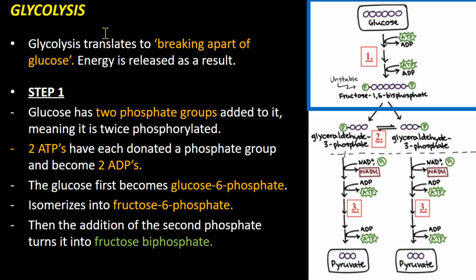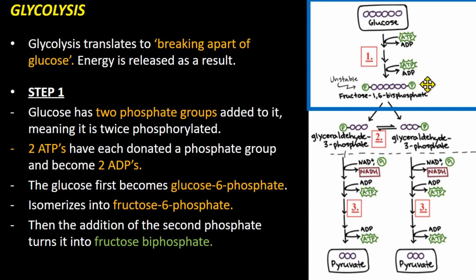Alright, so let's come to understand what glycolysis is. Glycolysis translates to the breaking apart of glucose. Energy is released as a result. So this is step 1. You're looking at the blue rectangle here. Glucose has 2 phosphate groups attached to it, meaning that it is twice phosphorylated. Here we have the glucose, and here we have it turning into a compound called fructose biphosphate.